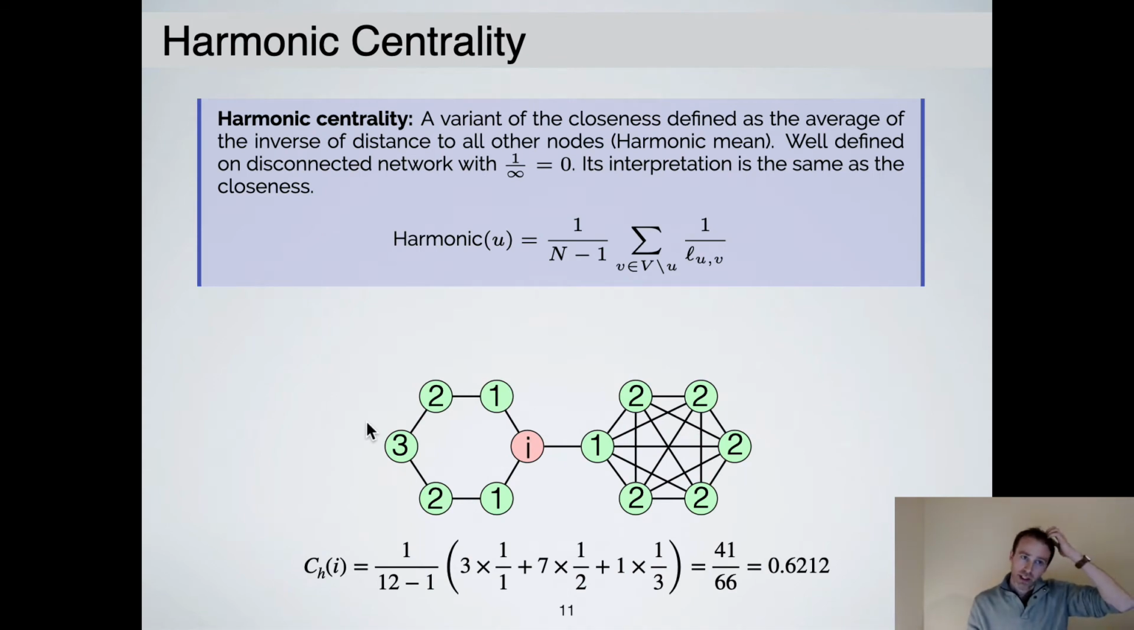The harmonic centrality is a variant of the closeness. It has the same interpretation, and often the values are very similar, but it's just using a harmonic mean to avoid the problem of having disconnected parts. So the closeness centrality, you cannot compute it if the network is disconnected in several parts which are not connected, because then you have infinite values of distance between nodes. So the harmonic centrality is just a way to solve this problem. I don't go into the details. We can discuss about them if you're interested.